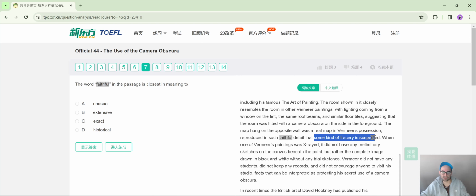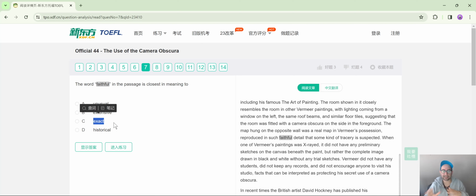That's some kind of tracery is suspected in such faithful detail. So even though I know the primary definition of this word, but not the secondary or tertiary definitions, I could still figure it out by process of elimination. So would unusual mean faithful in any context? Probably not. This sounds really off. Unusual is like strange, weird. No. Extensive is kind of like extra, right? Or something that goes beyond something. No, I don't think so.